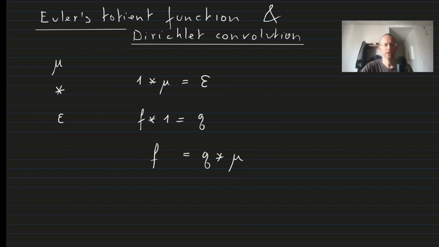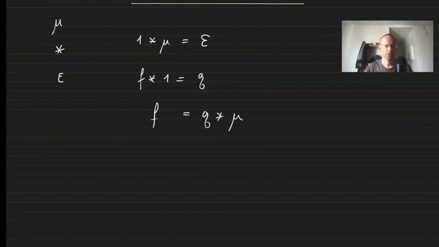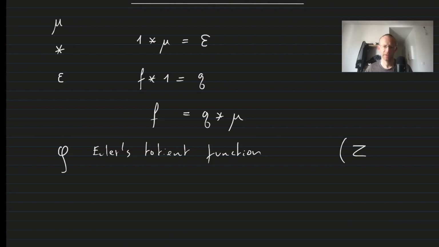We also encountered Euler's totient function, phi. This is Euler's totient function. And we encountered it in the study of multiplicative groups modulo an integer. So in the study of the multiplicative groups Zn.